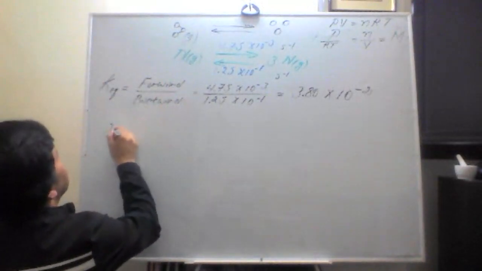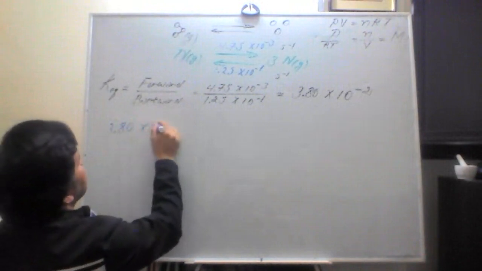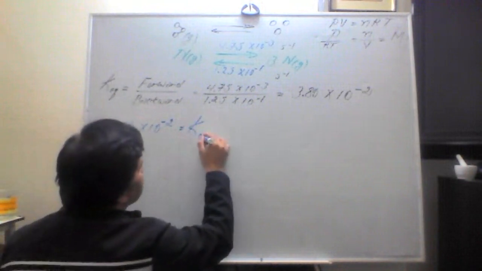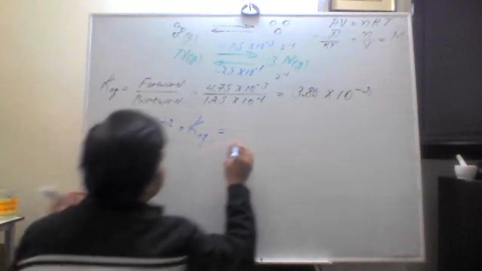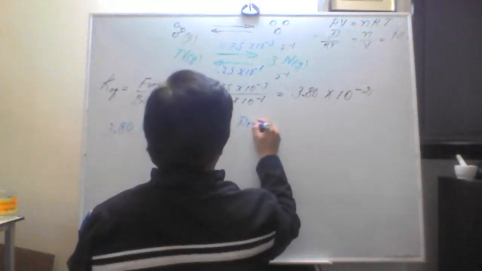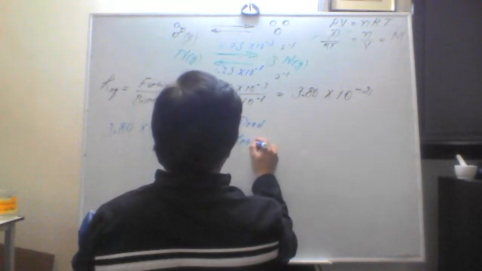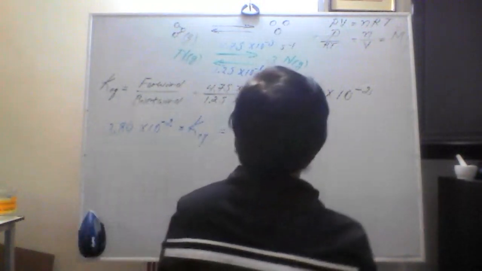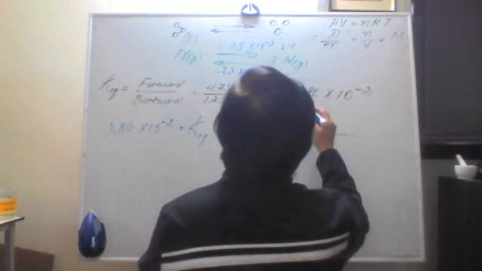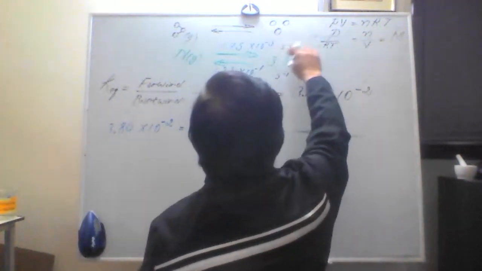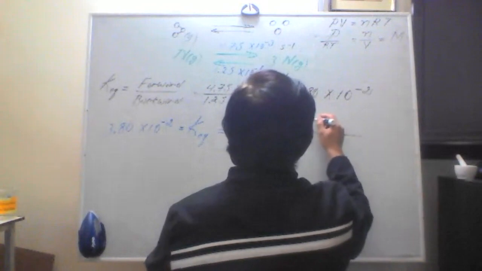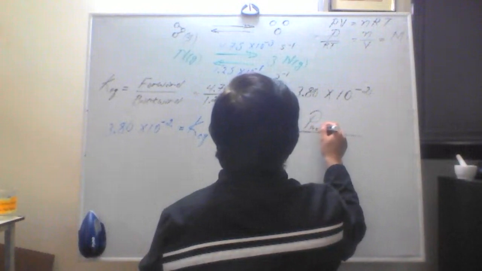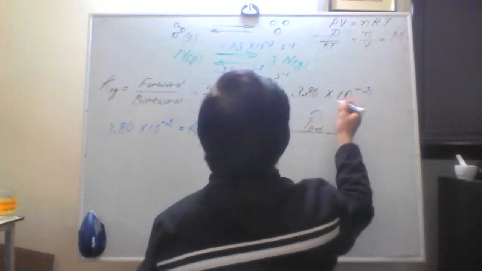So what we have is that 3.80 times 10 to the minus 2 is going to be the equilibrium constant, and that is going to be equal to products over reactants, and in here we're using partial pressures. So that will be the product has 3m, so the partial pressure of the product, we're talking about the product here, and then raised to the third power.